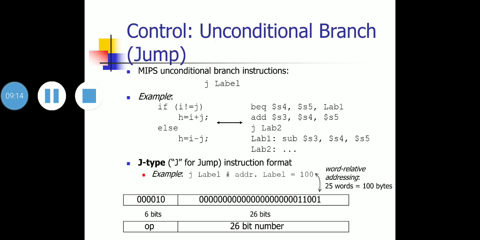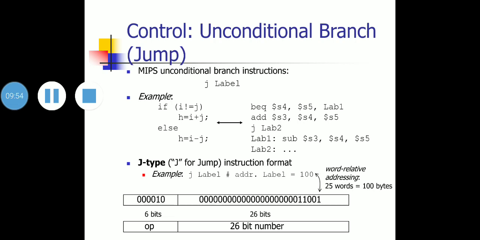So say for example, if i is not equal to j, then h is equal to i plus j, else h is equal to i minus j. Okay, so this is similar to branch if equal $S4 and $S5: if both the registers are the same, then it should go to label 1. It first checks whether both are equal. If it is equal, then it will go to label 1, which performs the subtraction operation.